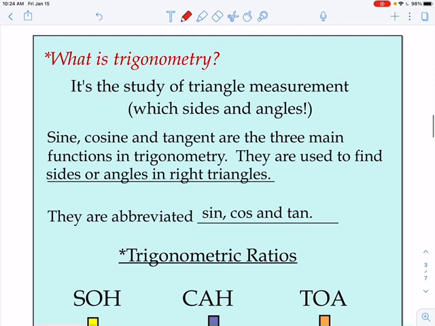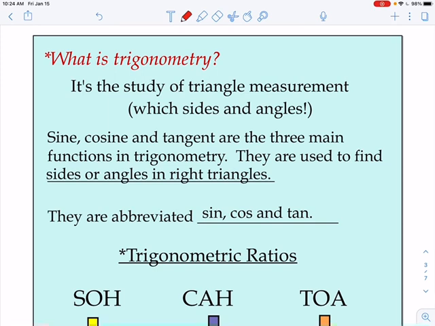Okay, so what is trigonometry? It's the study of triangle measurement, which sides and angles. So we're going to have three different things that we're talking about here. Sine, cosine, and tangent are the three main functions in trigonometry. They're used to find sides or angles in right triangles. Again, this is only going to work if you have a right triangle.